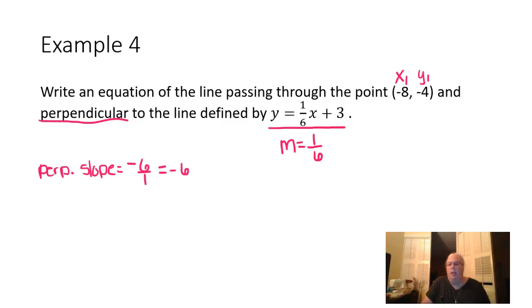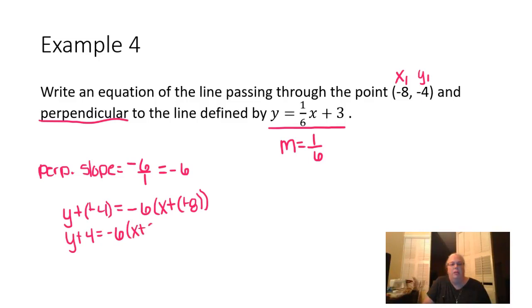And this is the one I'm going to put into my point slope formula with the point that they gave me. All right, let's see what happens. We have y minus -4 equals our perpendicular slope times x minus -8. Let's clean this up a little bit. Two negatives here make a positive. That leaves me with y plus 4. Over here we have -6. Two negatives make a positive, so we have x plus 8.